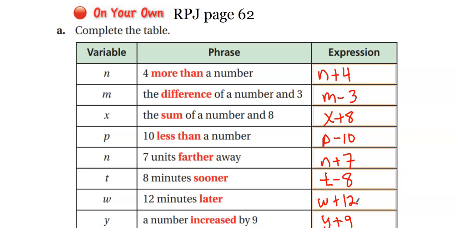Now you know if you take n plus 4, it's the same as 4 plus n. So I would accept this. It's just not a literal translation. And the same thing with the sum, right? 8 plus x, it does really mean the same thing, but I want you to not switch the order. And same thing with 7 units farther away and 12 minutes later.